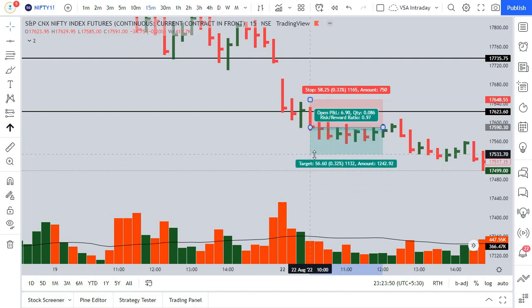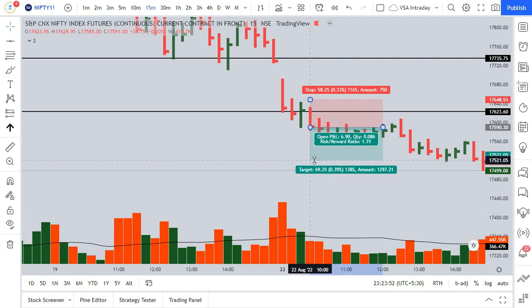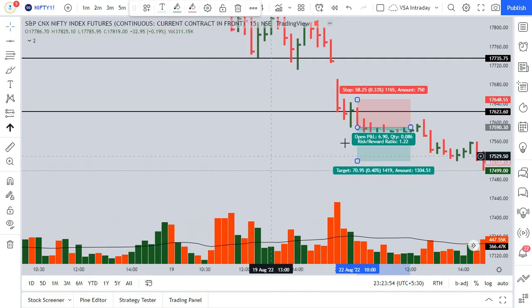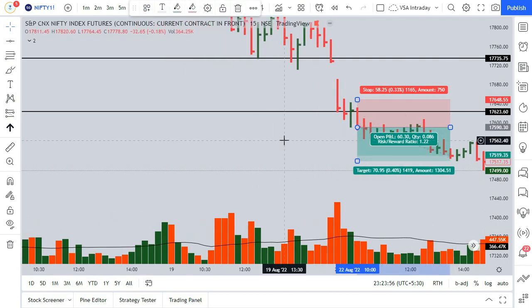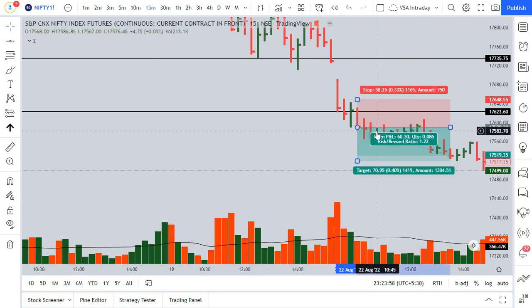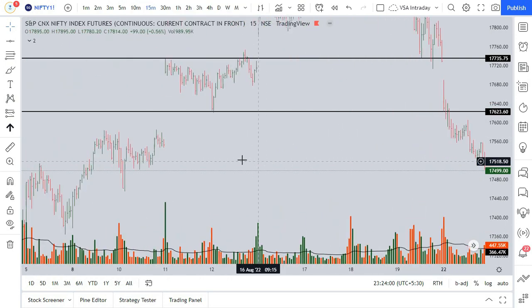Usually I keep minimum 1:2. That could be my initial risk to reward ratio actually. But in terms of where I would keep the targets, if I'm zooming out a little bit, as you can see right here, there was a gap right here initially.